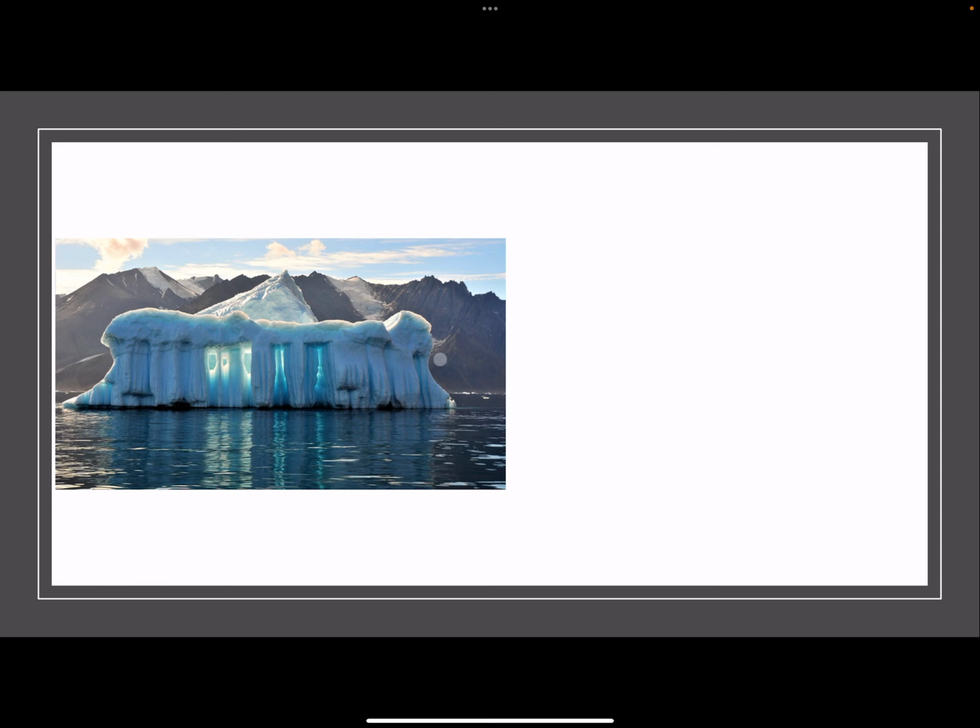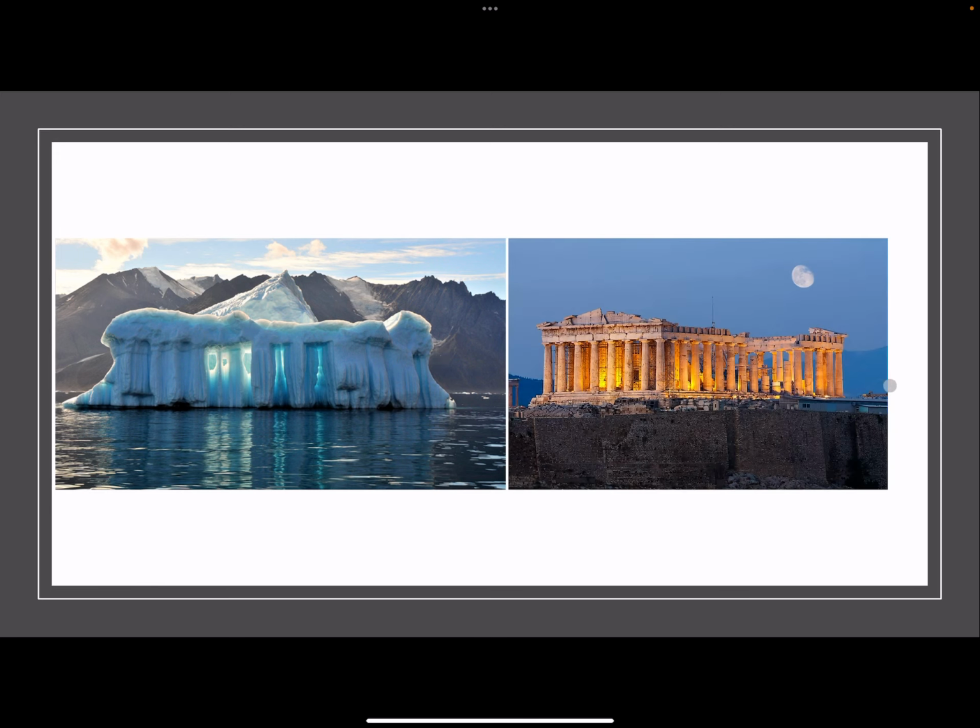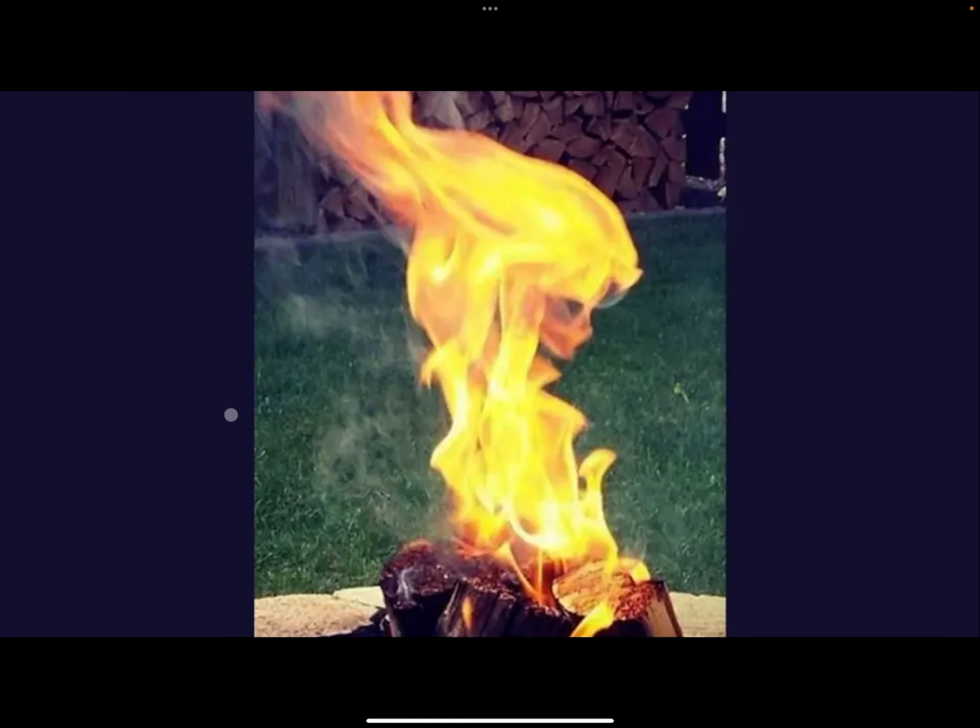All right, so we've got a glacier, and then a lot of people see the Parthenon, right? Got some columns, or even if you just see columns, right? What about this one? What do we see here?